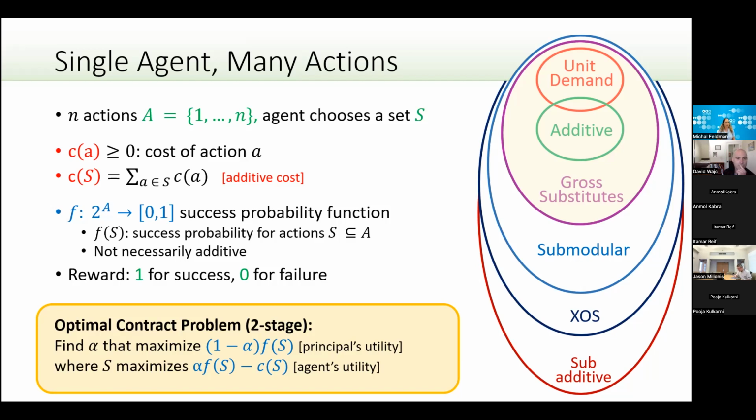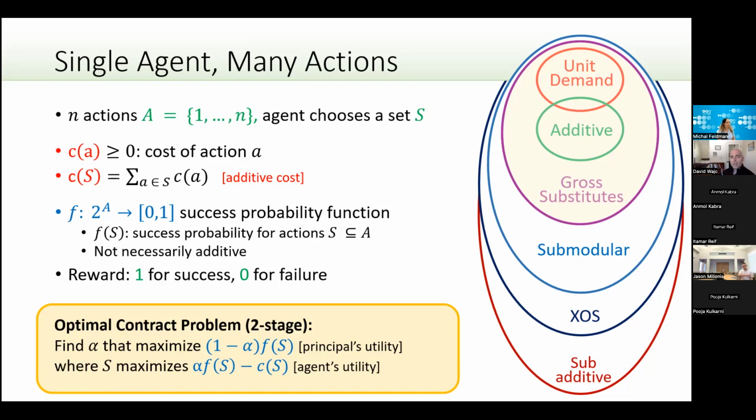The principal knows that for every given alpha that she announces, this is the contract, alpha, the agent is going to pick the set of actions S that maximizes his expected utility, namely alpha f of s minus c of s. And the problem is: find alpha that maximizes 1 minus alpha times f of s, subject to S maximizing this. Any questions about this? This is the computational problem that we are going to study.